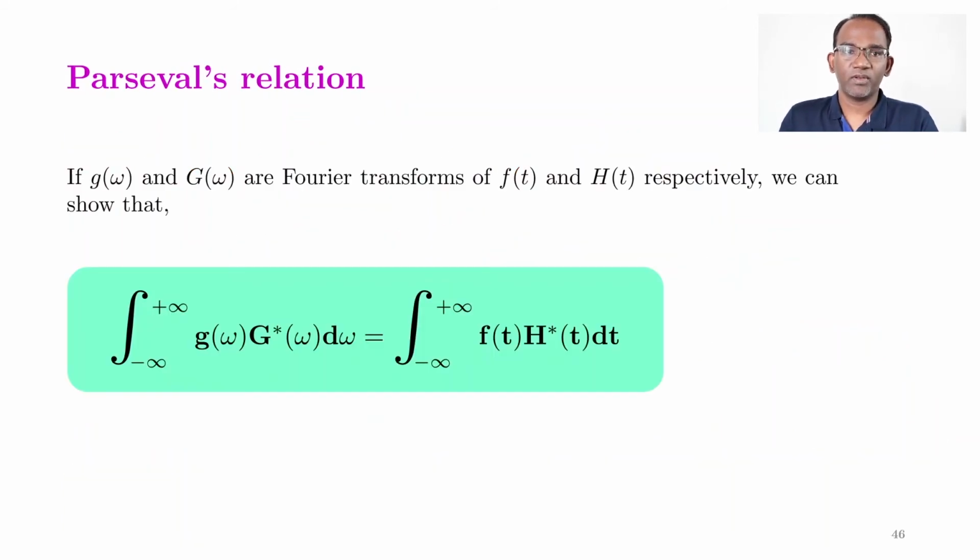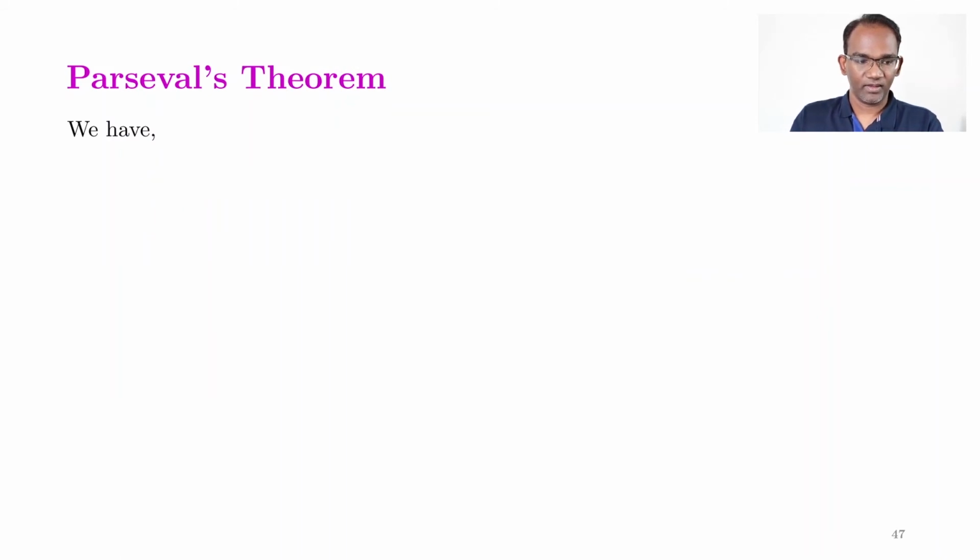From there, we move on to yet another important relation, which is known as Parseval's relation. According to this, if g(ω) and G(ω) are Fourier transforms of f(t) and h(t) respectively, we can show that the integral from minus infinity to plus infinity of g(ω) G*(ω) dω equals the integral from minus infinity to plus infinity of f(t) h*(t) dt. Let us try to prove this.